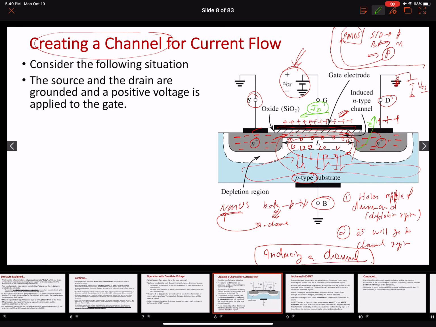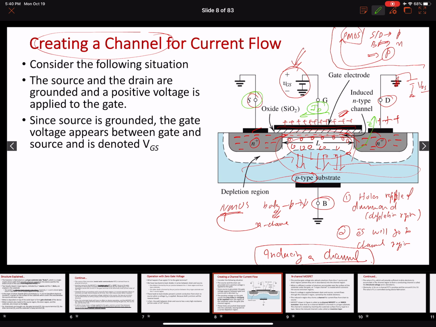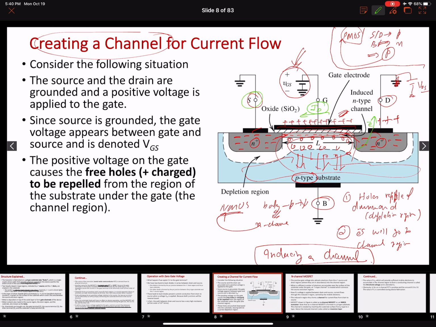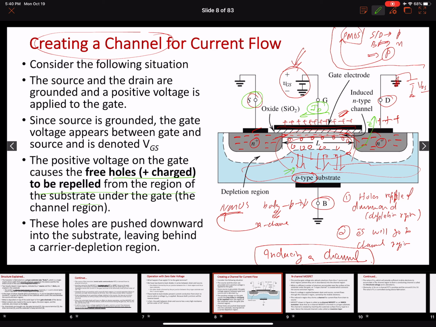Right, so we grounded the source and the drain. Then as we apply a small gate to source voltage, positive charge appears on the gate electrode, and the free holes will be repelled downwards. This is what we are talking about here. And as they leave downward, we end up creating a depletion region here.